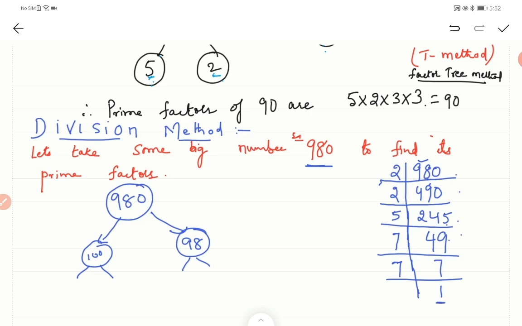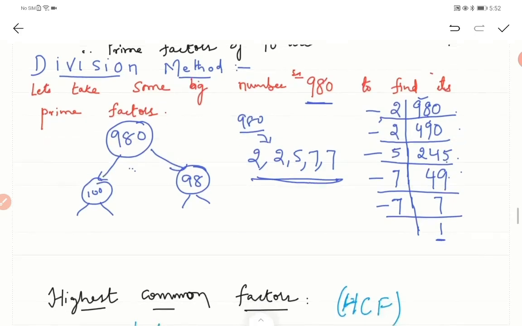So these are your prime factors. 2, 2, 5, 7, 7 are the prime factors of 980. If you go by this method also, you will get the same.